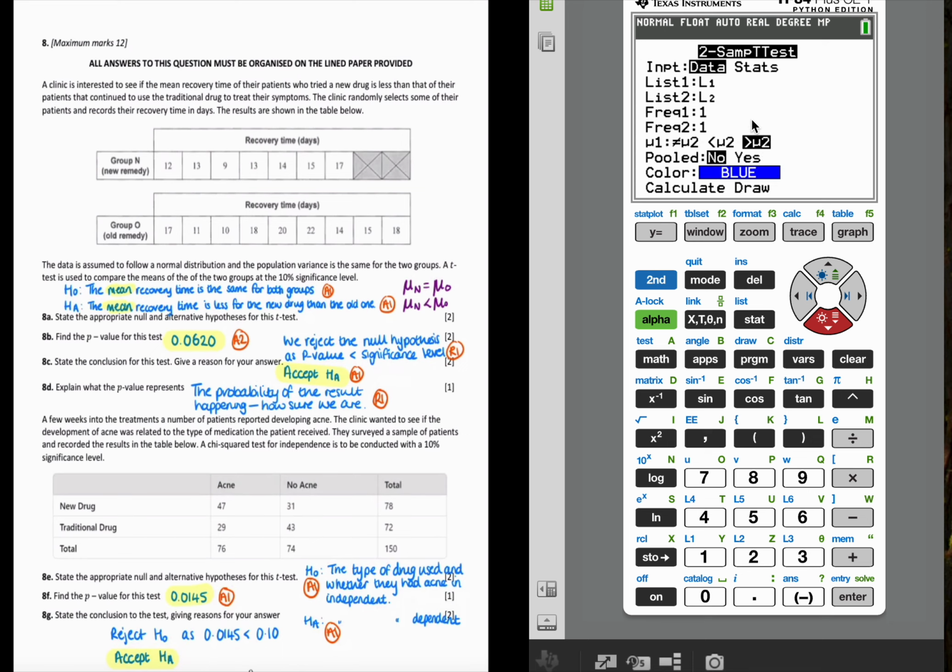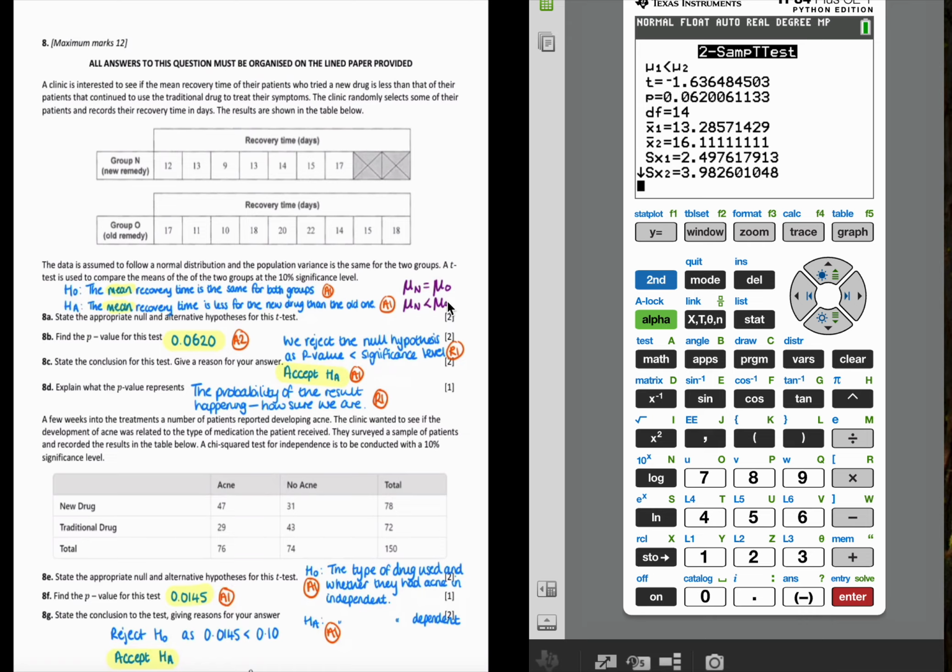So we have list 1 and list 2. And then you need to select the right one of these symbols. So we want the new drug to be less than the old drug. So that means that we actually want it to be this option here in the middle. You must always make sure that it is pooled yes, and then we can calculate. So the p-value there is 0.062, which is then what we've written here.